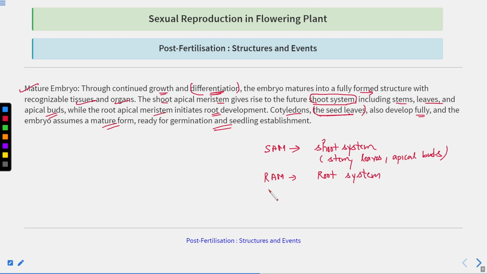Okay, apart from this, you can also see the cotyledons. Cotyledons, these are known as the seed leaves. Okay, so all these structures are visible in the mature embryo. Apart from this, you can see the embryonal axis also. You can see the hypocotyl, epicotyl. Okay, all of the structures you can see.